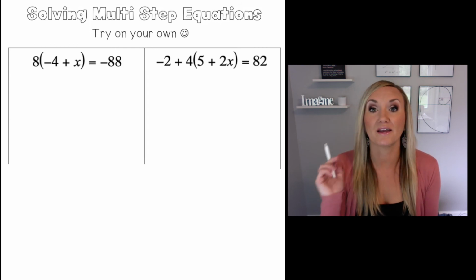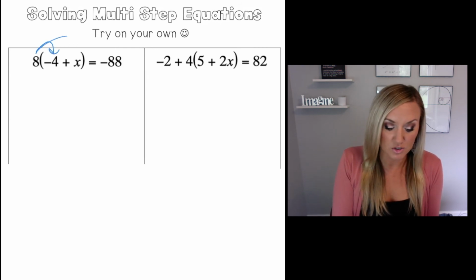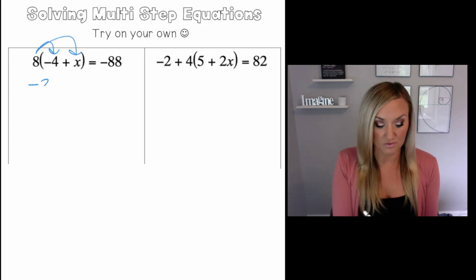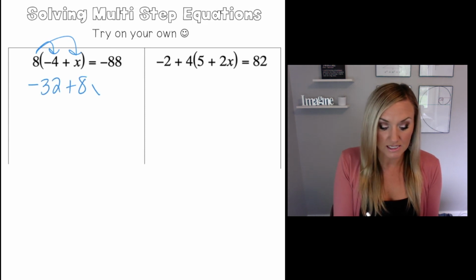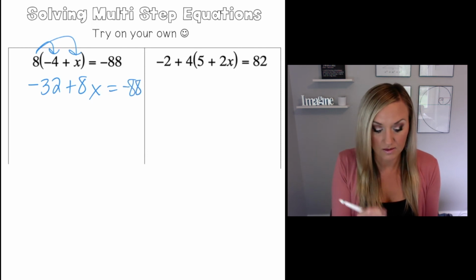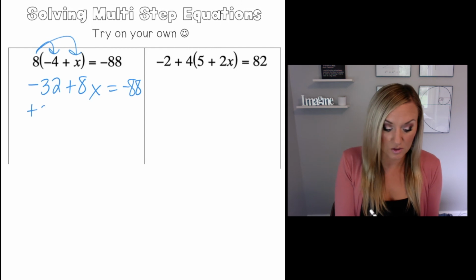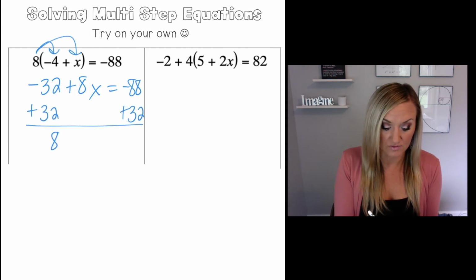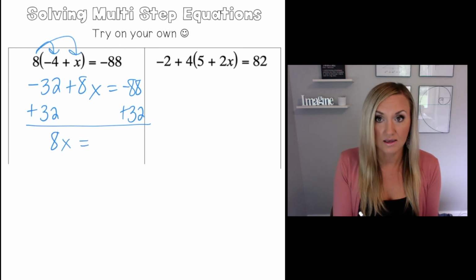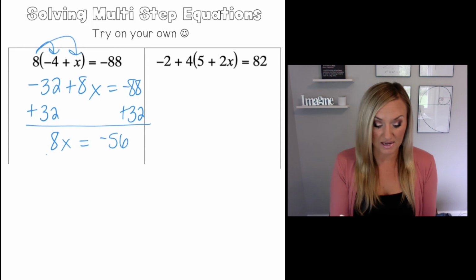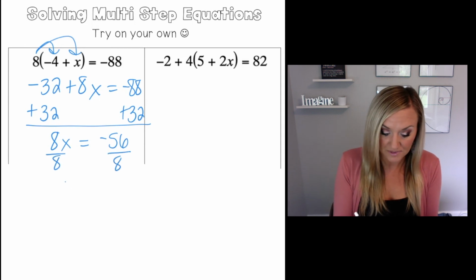Okay, welcome back. Here we go. Did you distribute that 8? I hope you did. So you have, what is that, -32 plus an 8x equals a -88. Then hopefully you added the 32 to each side, and you're left with the 8x. 8x equals a -56. And then when you divided by 8 on each side, did you get x equals -7?